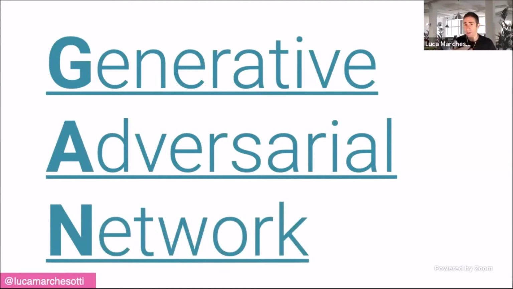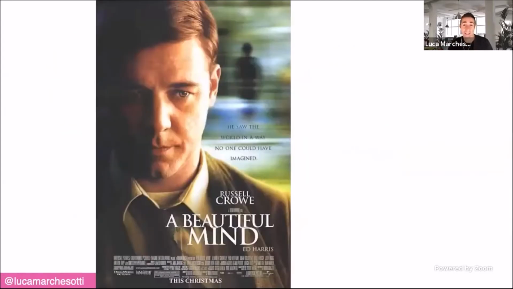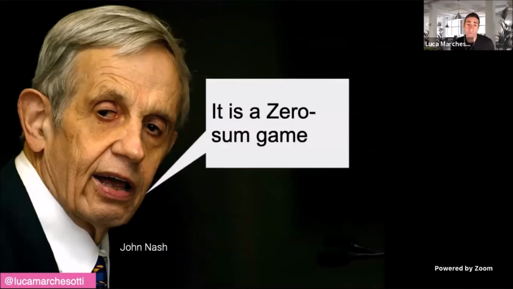As in many other machine learning or deep learning models, we are dealing with a neural network architecture. So if you were to ask Russell Crowe, or better, John Nash, the father of game theory, what a GAN is, John Nash would say that a GAN is a zero-sum game. Before I explain what a zero-sum game is, let me address a question from Rahul.